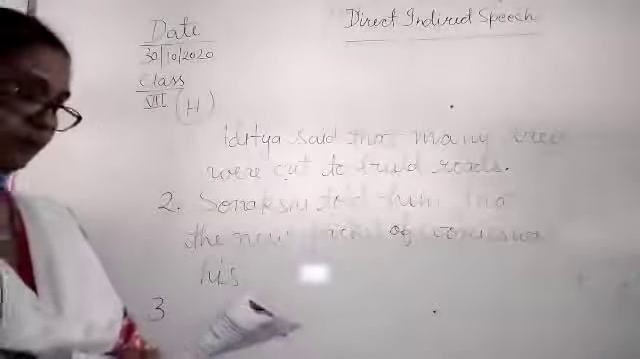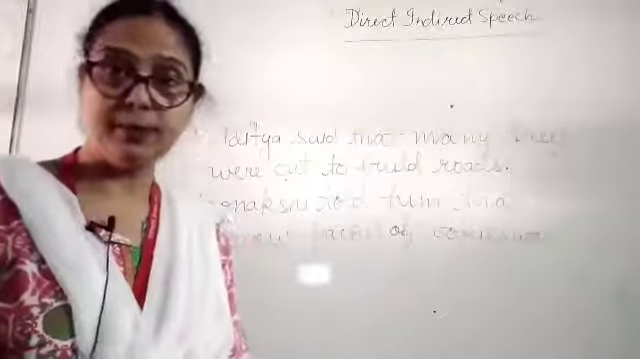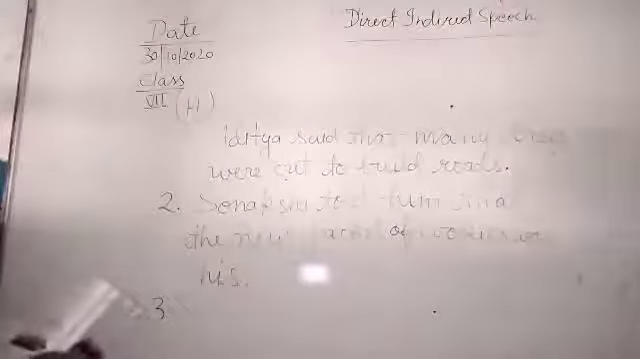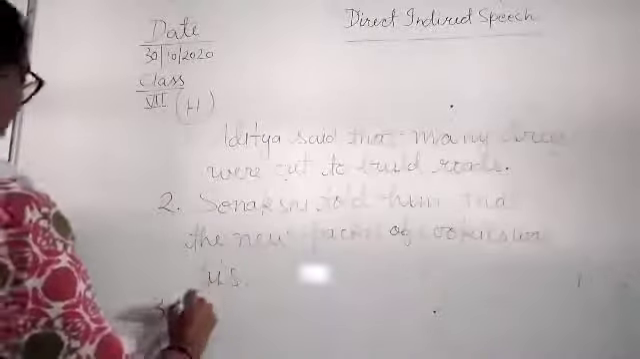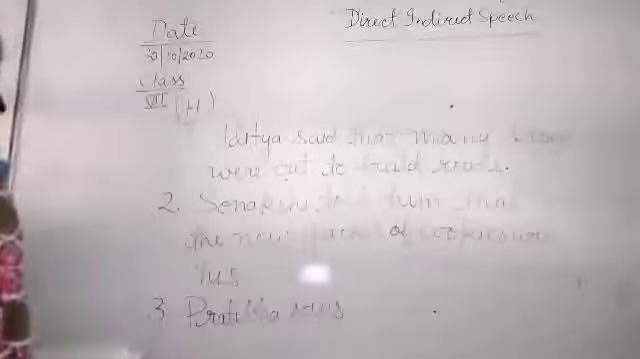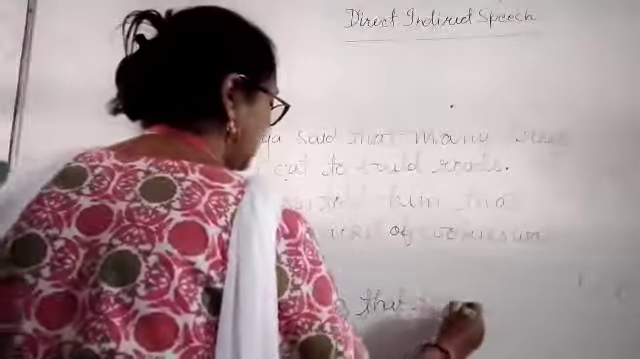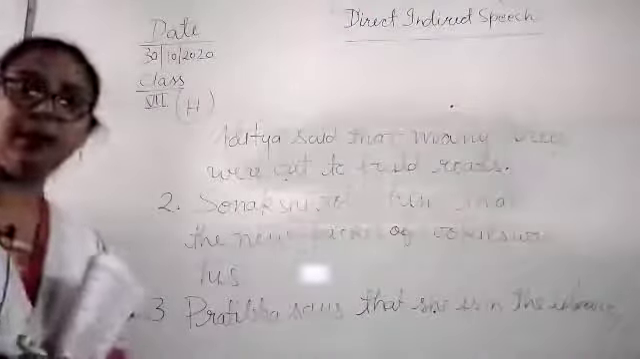Number three is, Pratibha says, I am in the library. So we are going to do this. Number three. Pratibha says that she is in the library. So you just complete it. Full stop will be there. So third number we have completed.